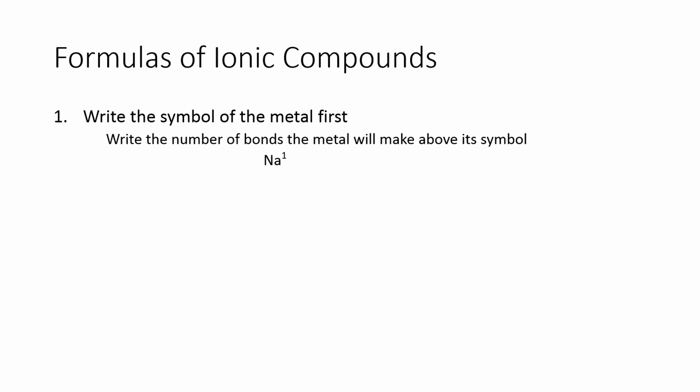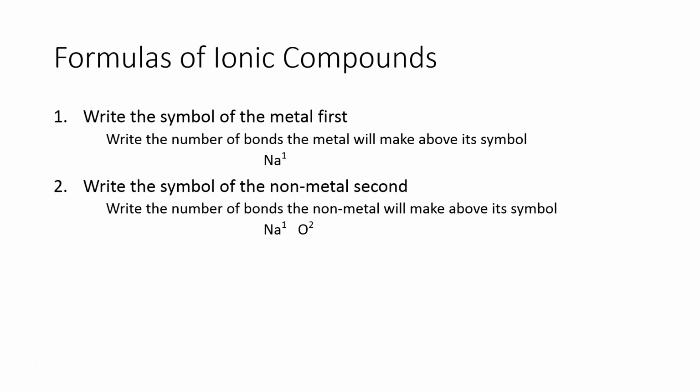Second step is to write the symbol of the non-metal. Again, write the number of bonds that the non-metal wants to make above its symbol. So in this case, I've chosen the non-metal oxygen, and I've written a capital O for oxygen, and then a little 2 up high because oxygen likes to make 2 bonds.